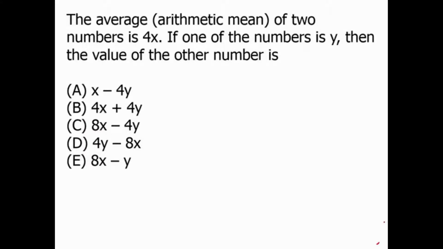The average of two numbers is 4x. If one of the numbers is y, what's the value of the other number? So we're looking for this other number. We're going to need a variable for this number. Notice x and y are already used in the problem, so it would be a spectacularly bad choice to use the variable x for this number also. It would get us completely confused.